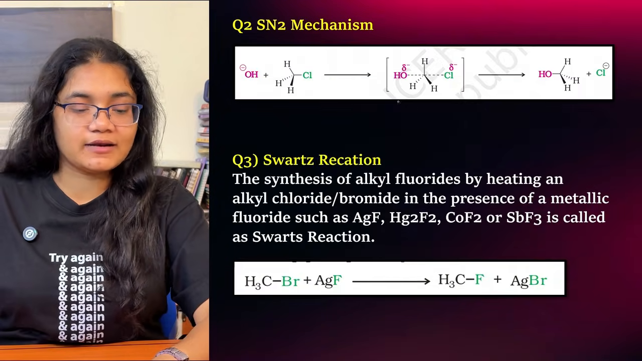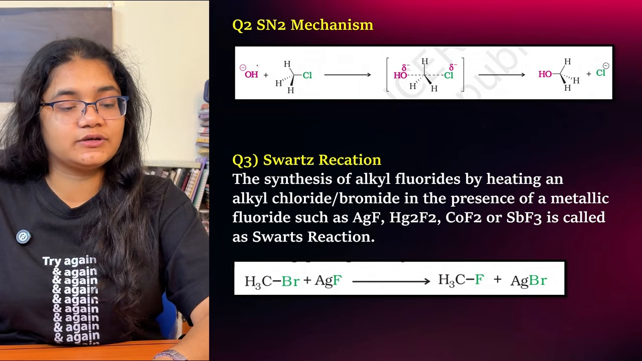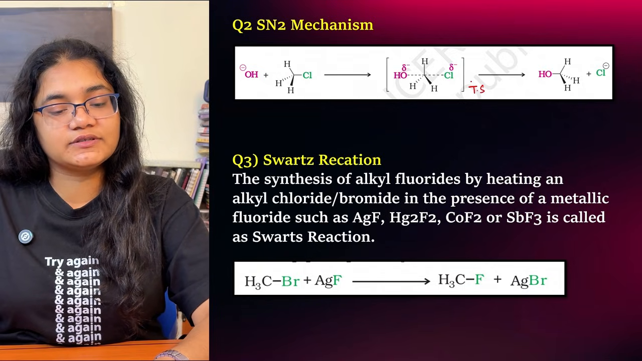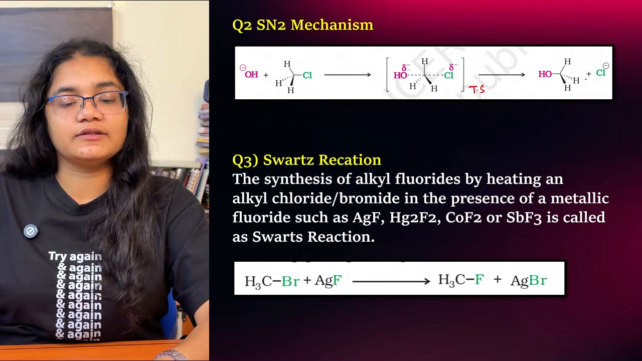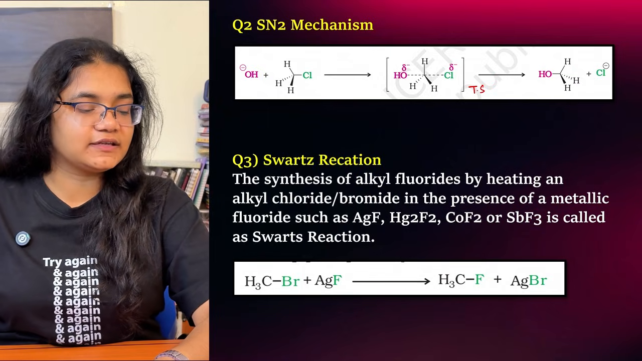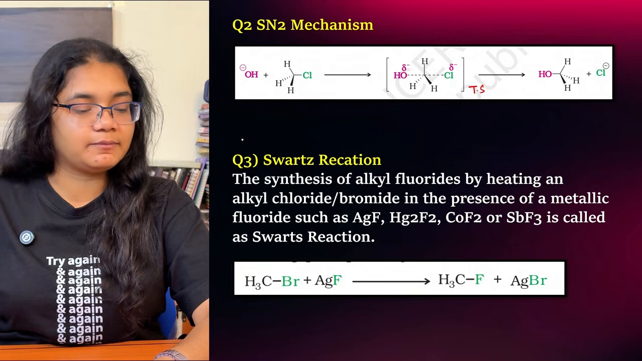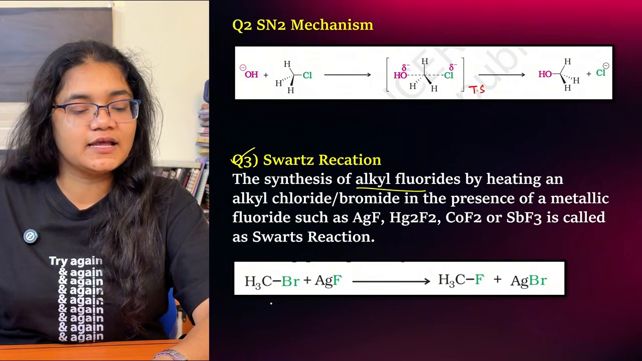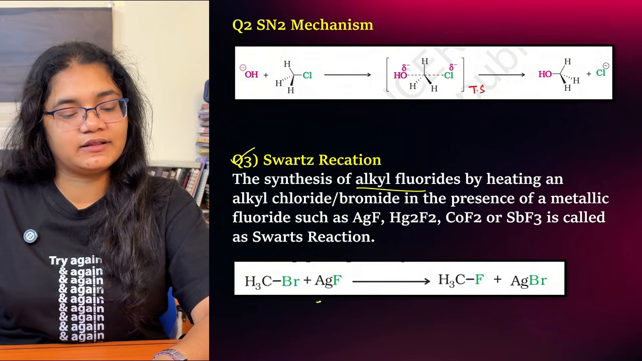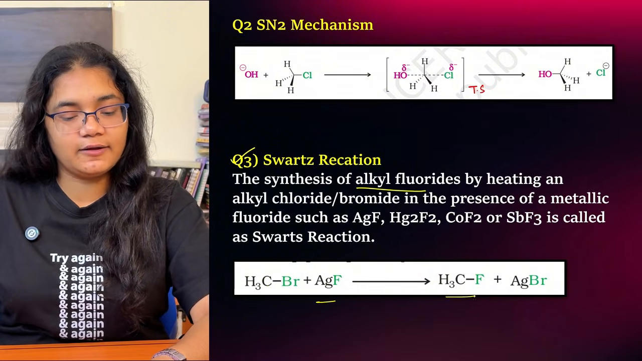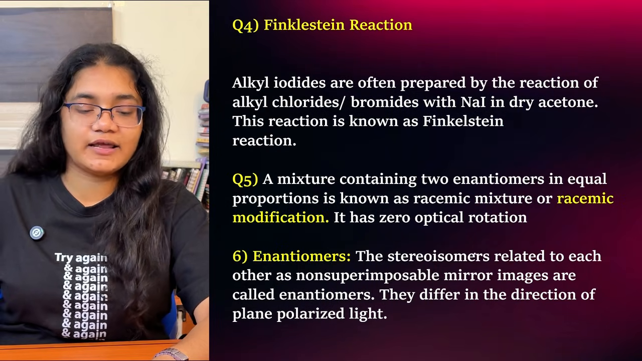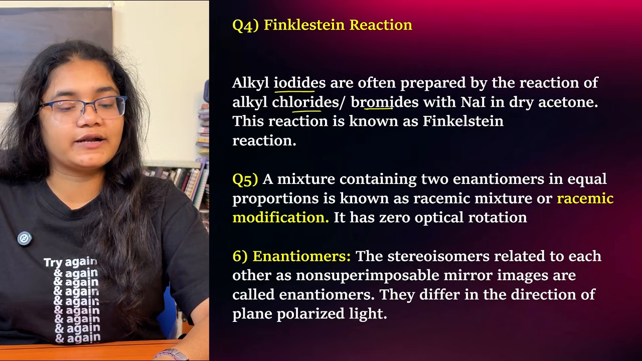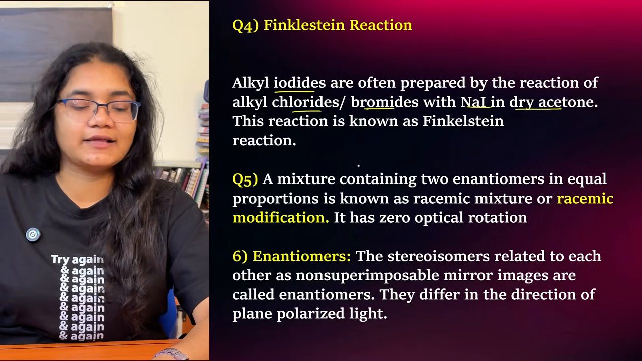Next is the SN2 mechanism. Here only a one-step reaction takes place. OH minus attacks from the back. A transition state is formed, and then you have this particular structure formed. Next are some name reactions that you should definitely prepare. Swarts reaction, very important, is for the preparation of alkyl fluorides. If you take chloroalkane or bromoalkane with AgF, you will get CH3F. Next is the Finkelstein reaction. Here again, alkyl iodides can be prepared by taking alkyl chlorides or bromides with NaI in dry acetone.